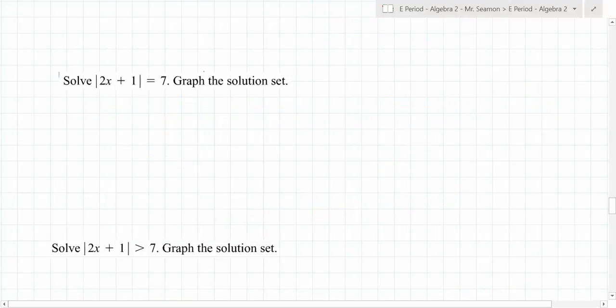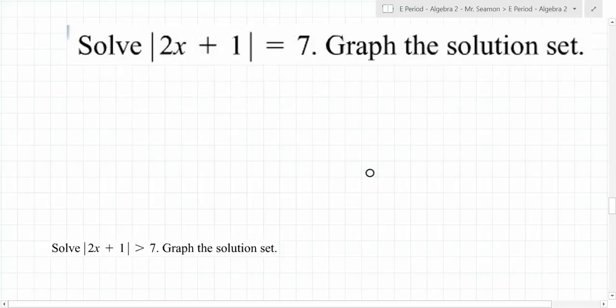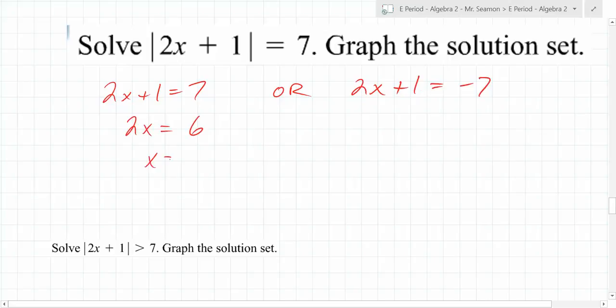So if we did this one right here, what does this mean? If the absolute value of something, this is important, everybody, is equal to 7, that means its distance from the origin is 7. What two numbers have a distance of 7 from the origin? 7 and -7. So what do you know? 2x plus 1 is equal to 7, or 2x plus 1 is equal to -7. So you have to solve two of these. 2x is equal to 6, x is equal to 3, or 2x is equal to -8, or x is equal to -4.